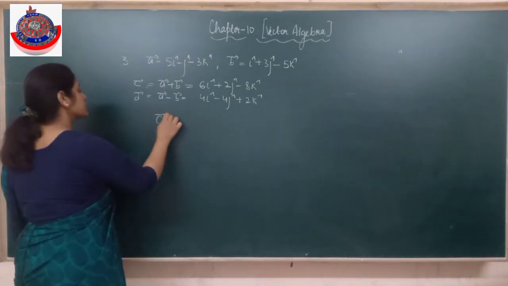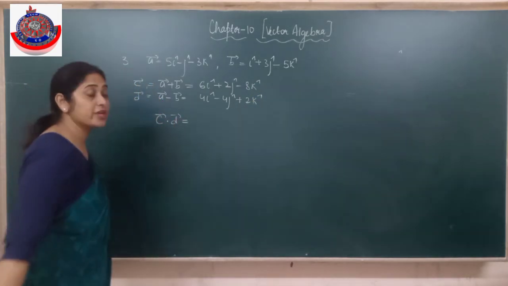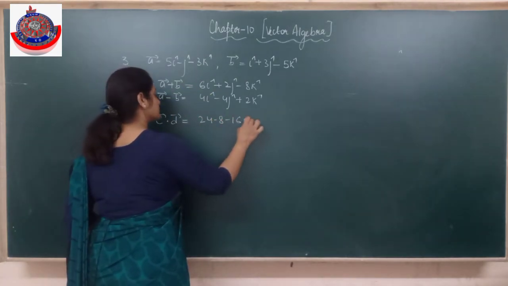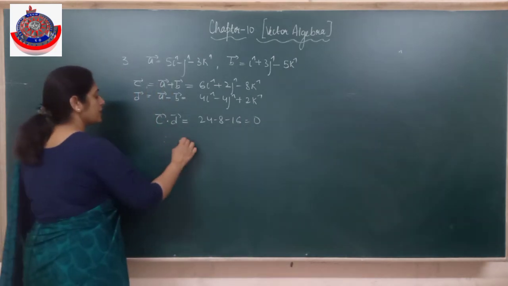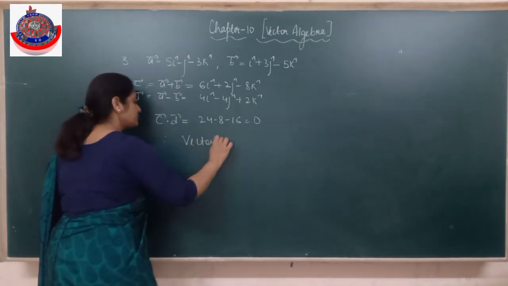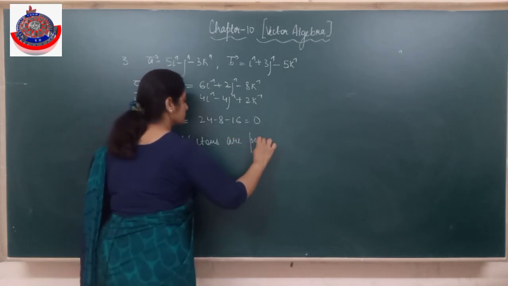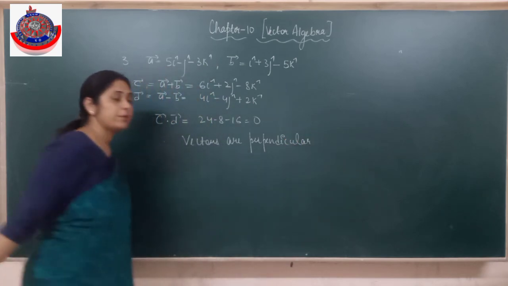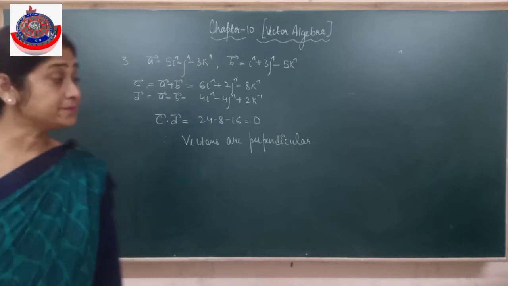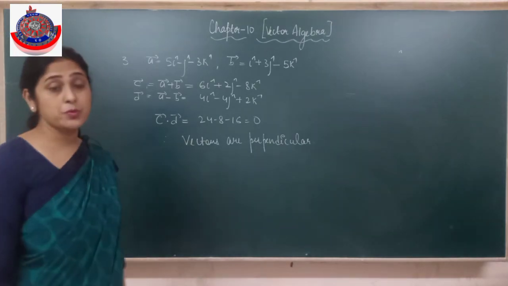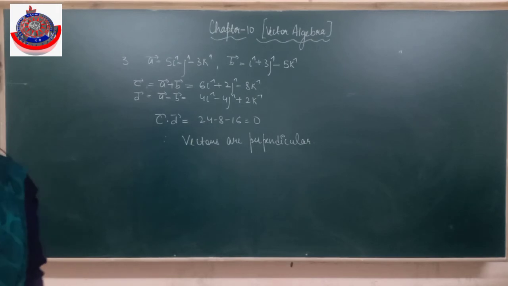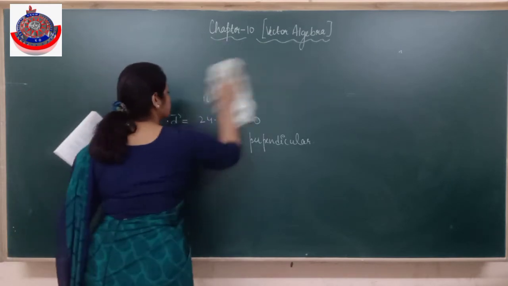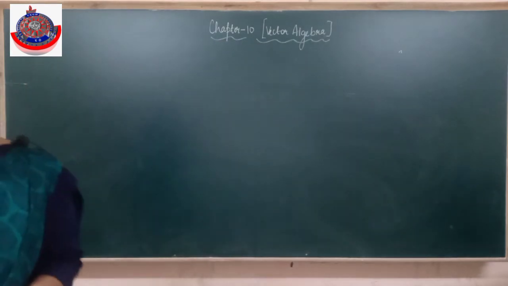Now I will take a dot product. We know that if the vectors are in component form, we just simply multiply like this. Therefore, the vectors are perpendicular. Is this clear? So if I have to prove the vectors to be perpendicular, their dot product should be equal to 0. I hope it's clear. We'll pick up the next example.